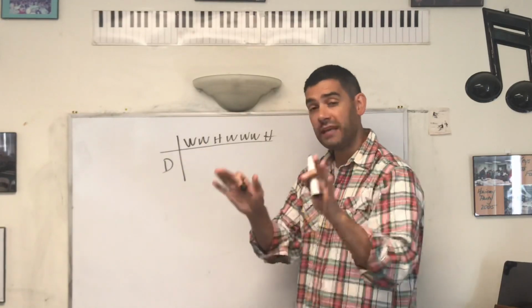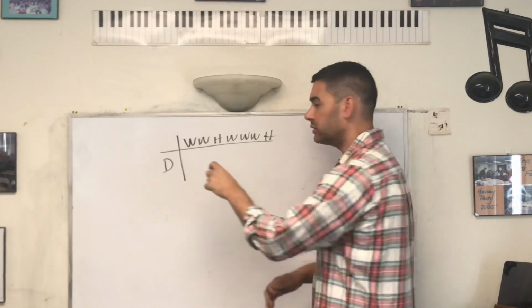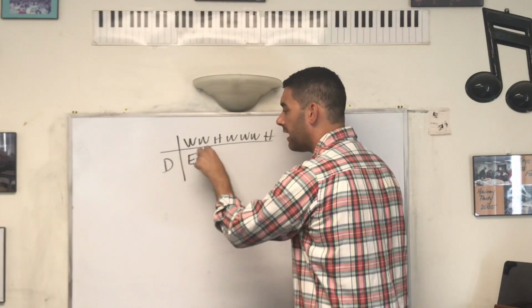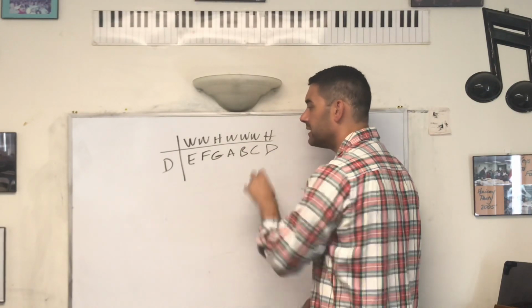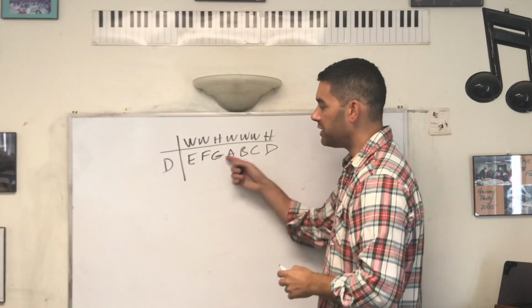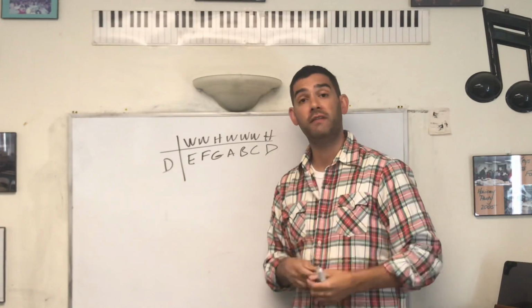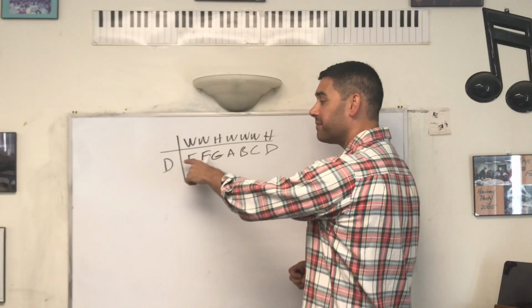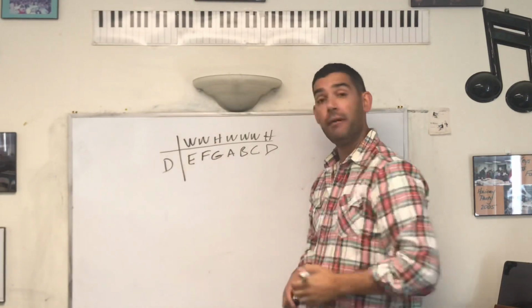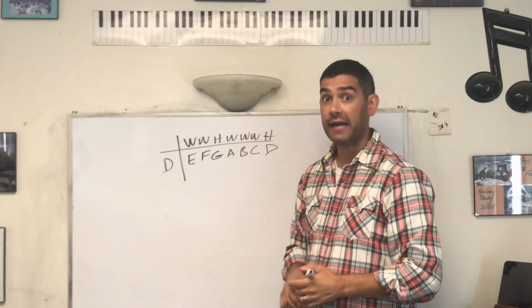Now again, before we even get into that, let's just fill in the blanks here. So I need to go E, F, G, A, B, C, D. D, E, F, G, A, B, C, D. I used all of the available notes. Now I can go back and figure out if any of them need to be a sharp or a flat.